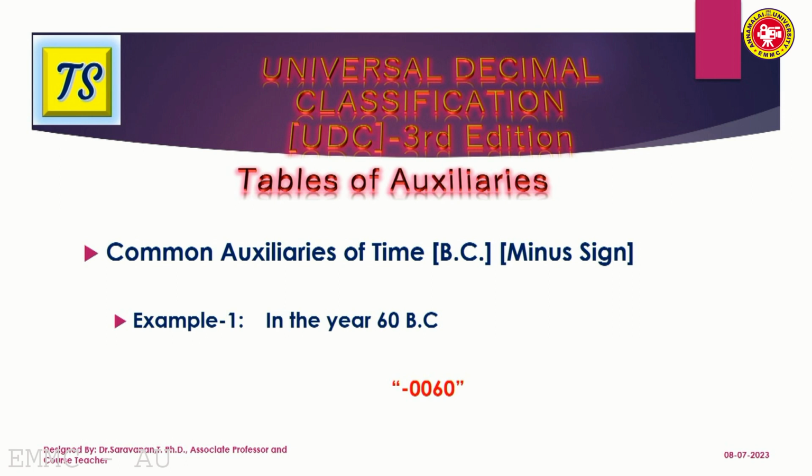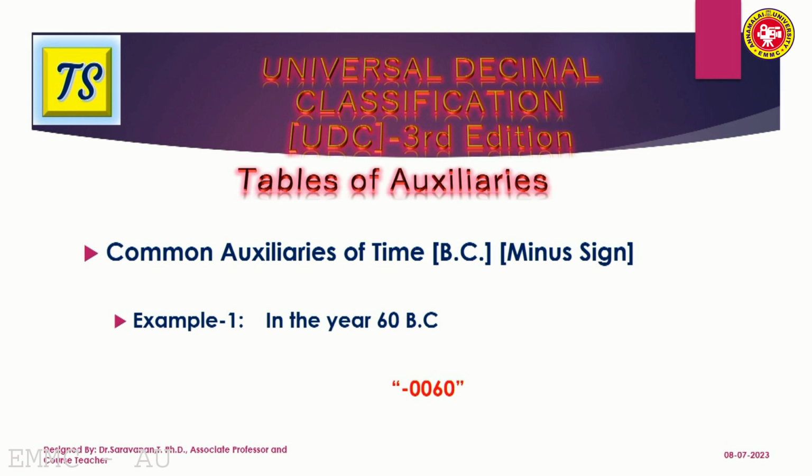60 is in 2-digit format. So the 4 digits need to be fulfilled. So we have added 2 digits, 0, 0 before 60. The minus sign should be inserted to identify the BC type here.